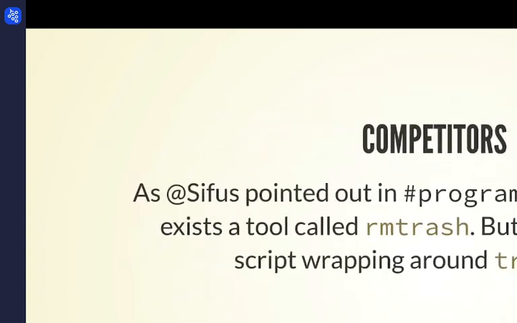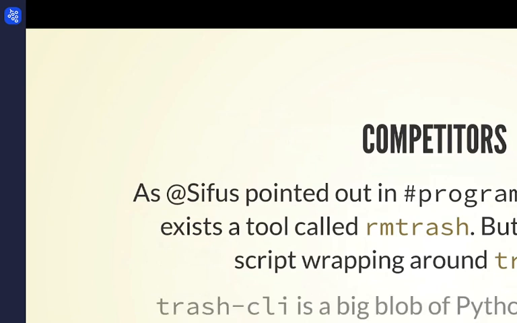All right. Competitors, the surest sign of demand, right? As Sifus pointed out on the programming channel, there's already a tool that exists called RM Trash. However, that's actually just a bash script wrapper around another tool called Trash CLI, which I've known about for a long time. Trash CLI is a huge blob of Python code with a really weird CLI UX where it's broken up into 5 different commands for some reason to do every separate action you could possibly want with the trash, and is entirely not compatible with RM at all, which is why RM Trash exists, to make it RM compatible.